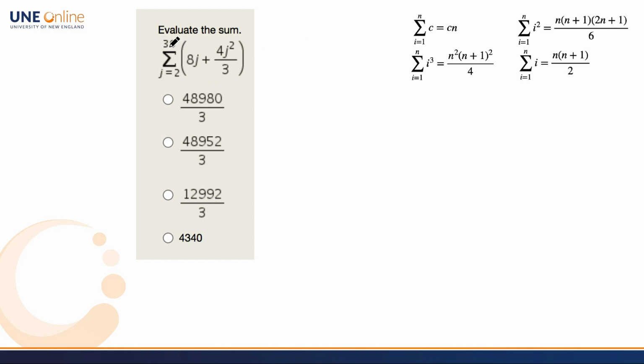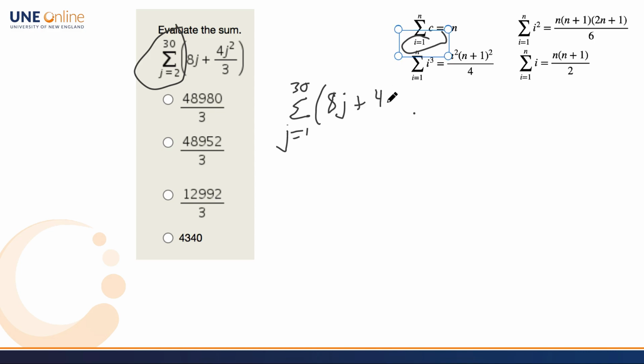So our formulas for evaluating a summation start at 1 at the bottom of the formula, right? So in order to make this formula work, we just have to back it up by one term. So we want to sum from j equals 1 to 30, and it's 8j plus 4j squared over 3.